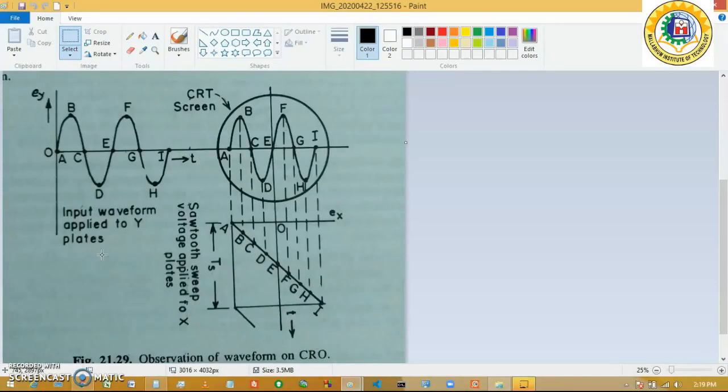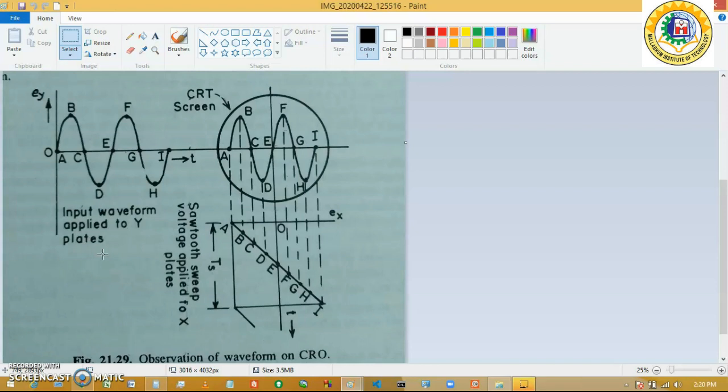Hello, now in this class we will discuss the important topic of CRO, that is formation of Lissajous pattern, or you may call it Lissajous figure. Now before discussing the Lissajous figure, which is used to measure the unknown phase and frequency of a waveform through a definite pattern that is formed onto the CRO screen.